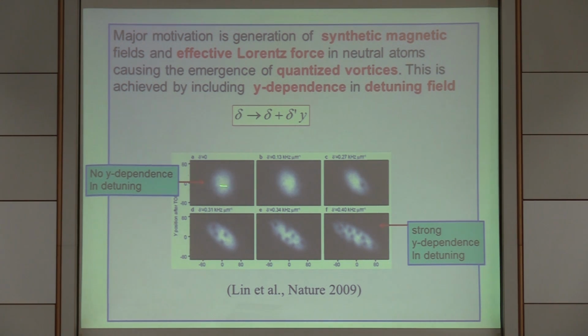For example, here delta prime is the y dependence of the detuning. If delta prime is 0, you don't see any vortex. If you increase the value of delta prime, you produce several vortices.